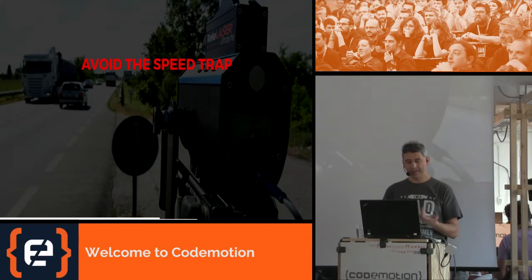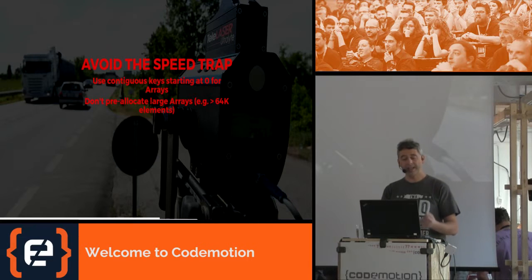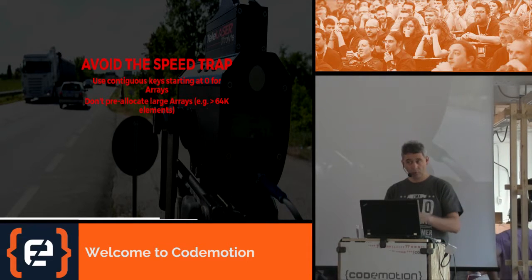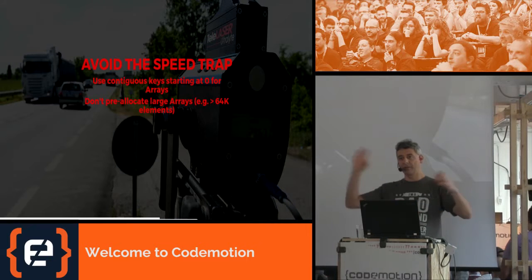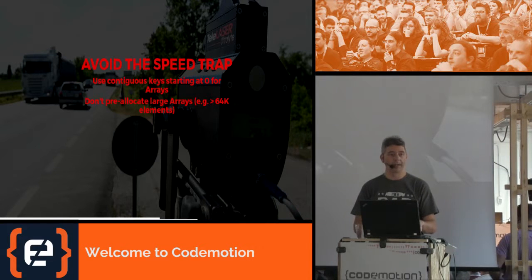So to avoid the speed trap, you should use contiguous arrays starting from the 0 index and going on. You shouldn't pre-allocate very large arrays, more than 64 thousand elements, because if you do, the JIT will say, you're kidding me. You are pretending you're going to use a huge amount of memory. I don't trust you. Usually people do this and then they don't use the memory. So the JIT will not allocate a huge buffer beforehand, which means this will go in dictionary mode.